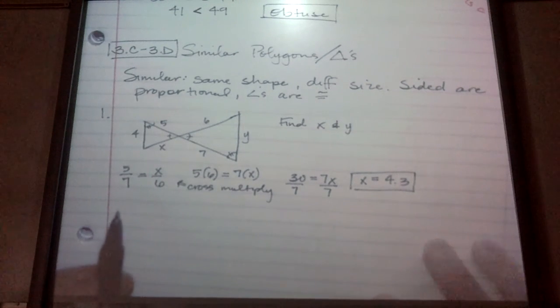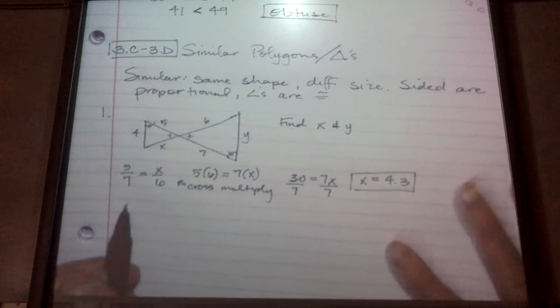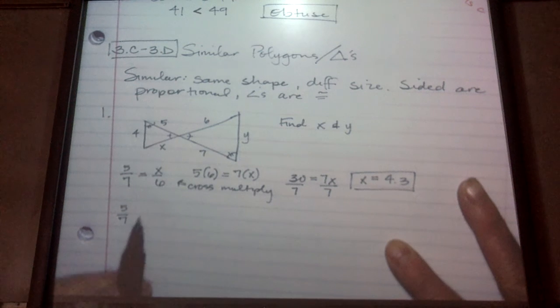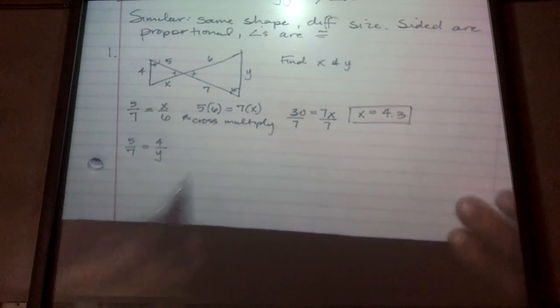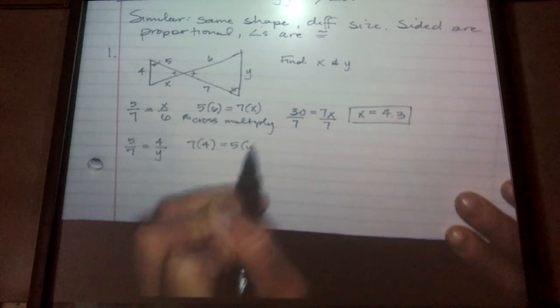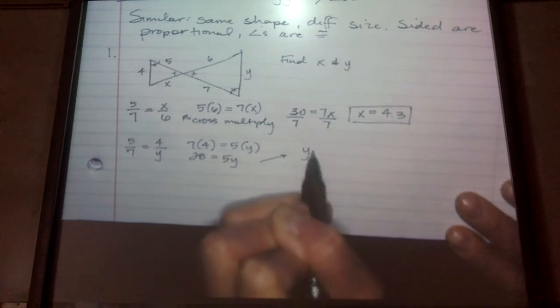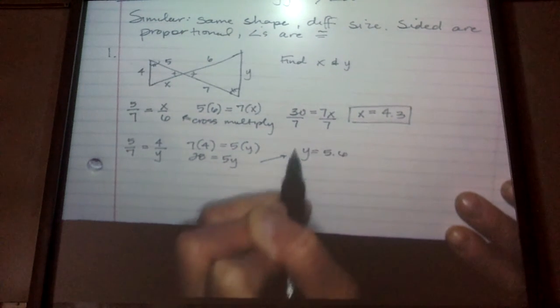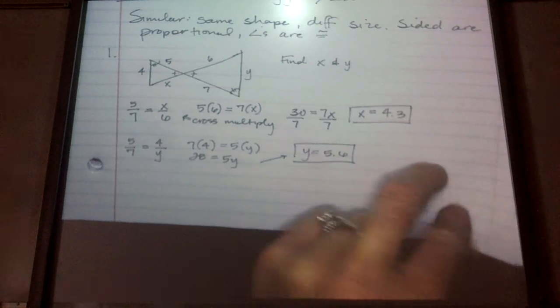Now for y, I'm going to use this same ratio. You can use the same ratio again if you prefer. 5 is to 7 as 4 is to y. And again, I'm going to cross multiply. So 7 times 4 equals 5 times y. So 28 equals 5y, so y is equal to 5.6. So easy peasy, set up your proportion. Just make sure that your pieces match. Next one.